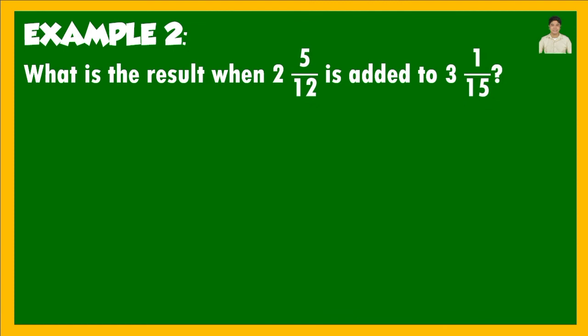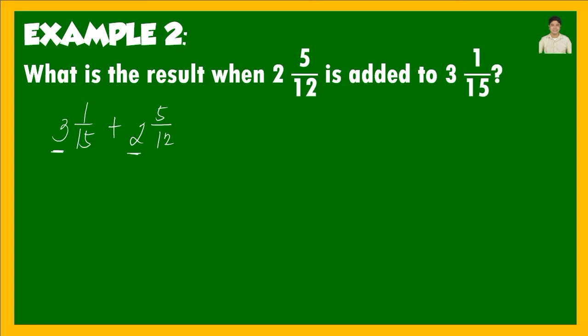So, let's have example number 2. What is the result when 2 and 5 over 12 is added to 3 and 1 over 15? Okay, so magiging ganito siya. 3 and 1 over 15 plus 2 and 5 over 12. Kasi yung 2 and 5 over 12, siya po ang ina-add natin dun sa 3 and 1 over 15. Now, since mixed fraction sila, isasantabi muna po natin yung mga whole numbers. Pero i-add natin sila. 3 plus 2, that is 5. And then, ngayon, ipe-perform natin yung 1 over 15 tsaka 5 over 12, pag-add natin sila using butterfly method.